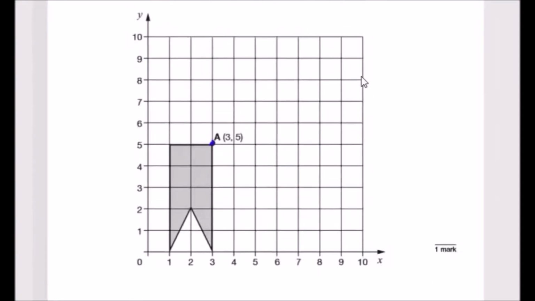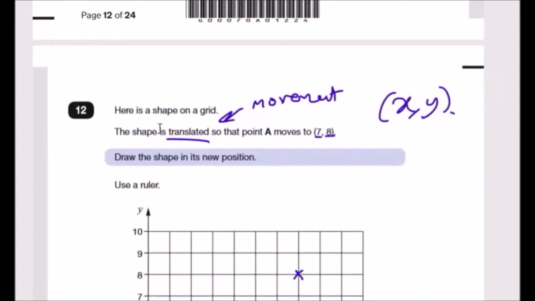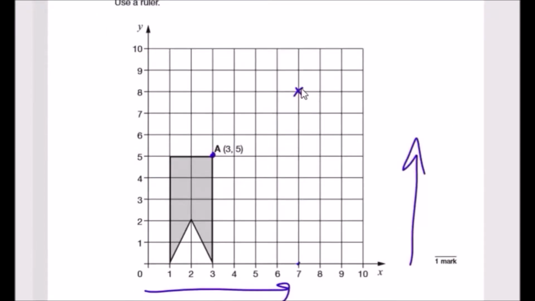Okay, so before we do it, let's find 7, 8. 7, 8 means that we move 7 across here, and then move 8 upwards. So 8 is up here. So here's 7 across, 8 up. Okay, perfect. Now, what do we do? Draw the shape in its new position. If point A moves there, that means we just have to move this shape across until it appears there. So here is the new A.